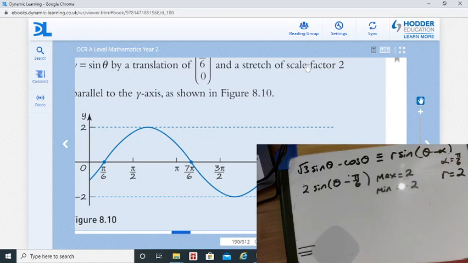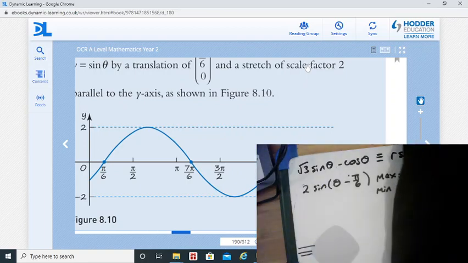So let's have a look at what the graph's done. Its maximum and minimum have become 2 and minus 2, and everything's been shifted by pi over 6. Now, if you were using your calculator on this, I would suggest when you use table mode, you go up in pi over 6, and that'll give you all the values you need. So there is the graph.